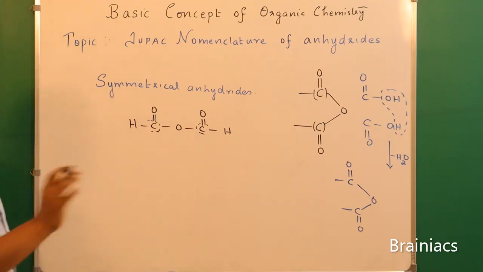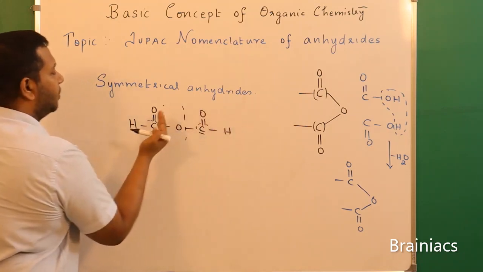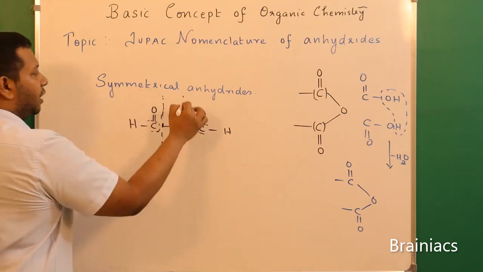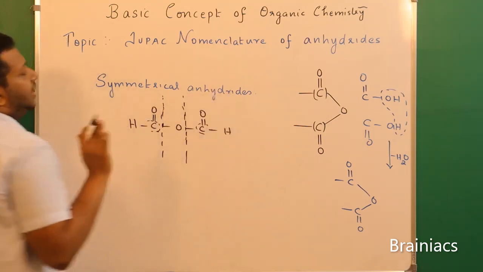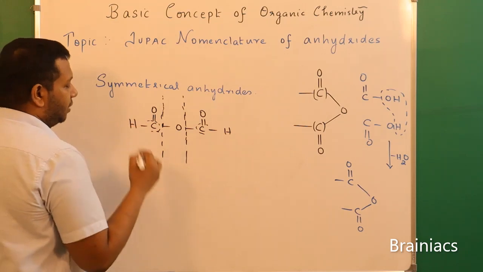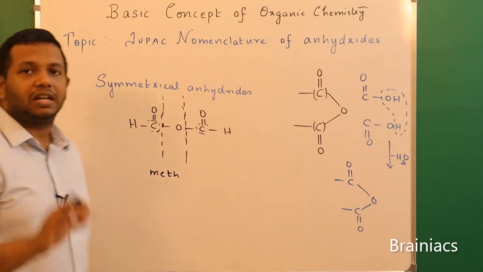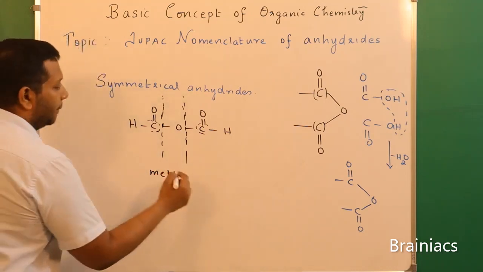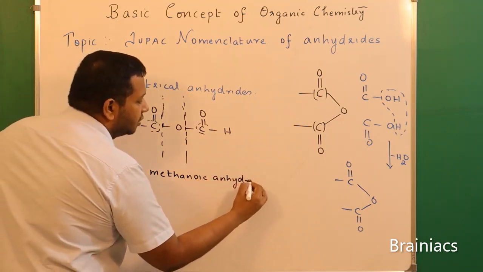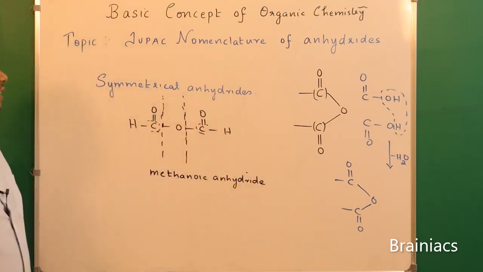Whenever it is symmetrical, symmetrical means the area after this oxygen atom should be the same as the area before this oxygen atom. If I look at this side and this side, both should be the same. In that case, we use the term only one time. That means here only one carbon atom is there, so we use the term meth. We know the common name is alkanoic anhydride, so here we use methanoic anhydride. Understood? Because only one carbon atom is there and both are similar, we use the term methanoic anhydride.